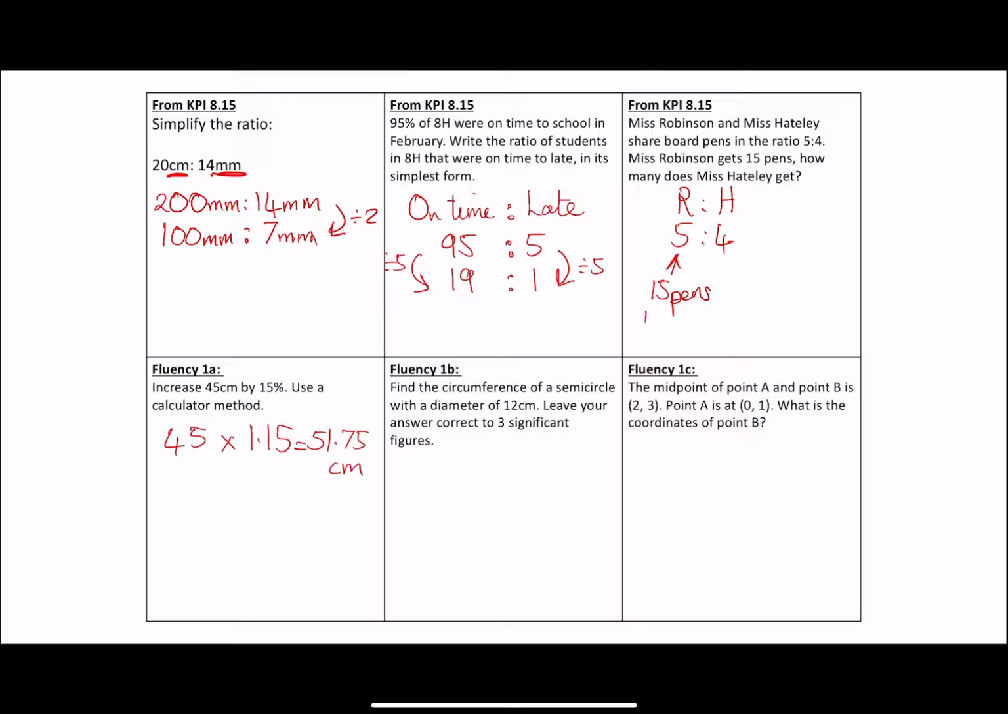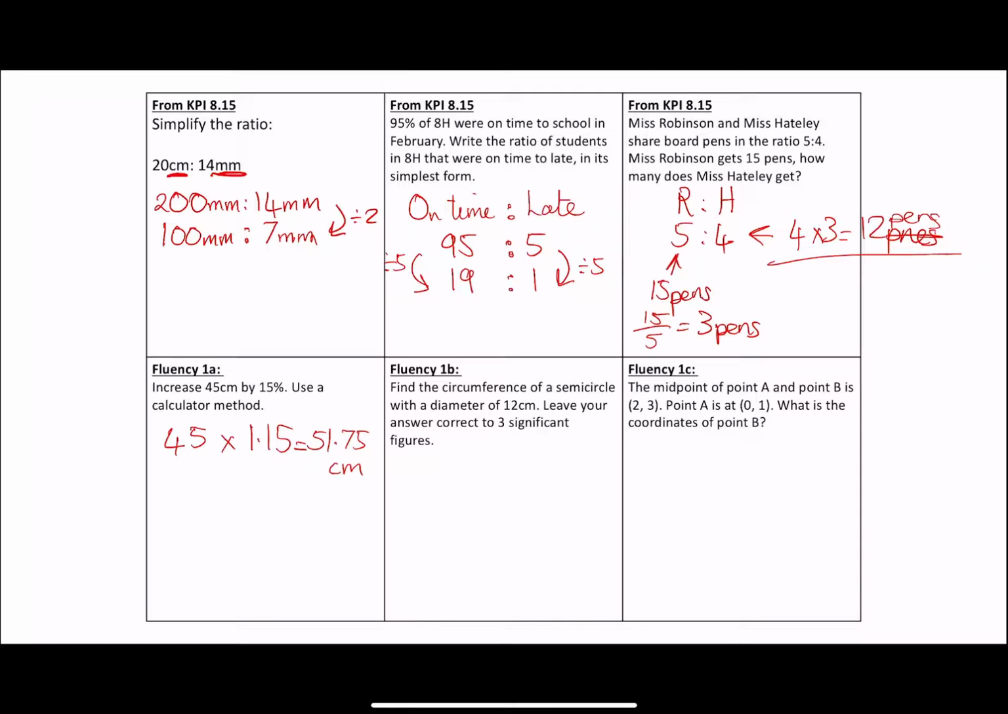One part would be 15 divided by 5, or 3 pens is one part. So how many does Miss Hately get? Well, then Miss Hately gets 4 lots of 3 pens. She gets 12 pens altogether. Oh, I've spelled that wrong. Pens. Okay. All right, then Fluency 1B, find the circumference of a semicircle.